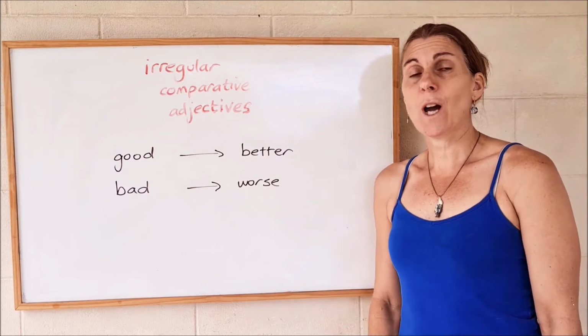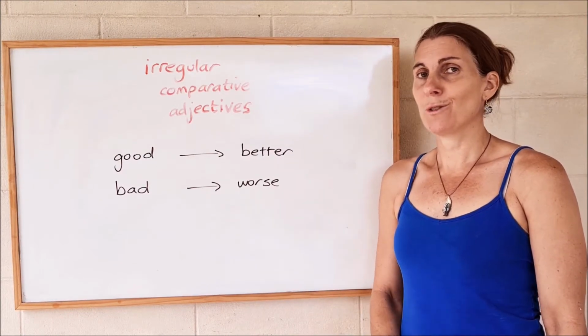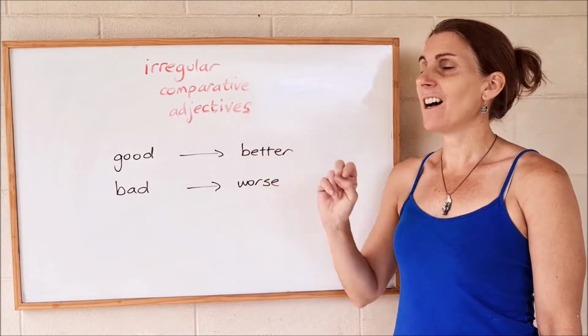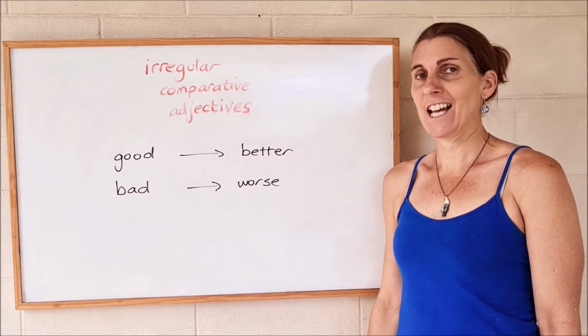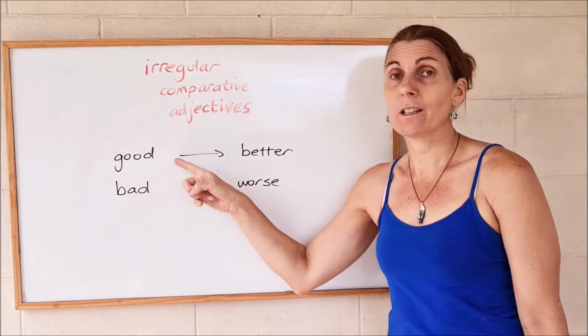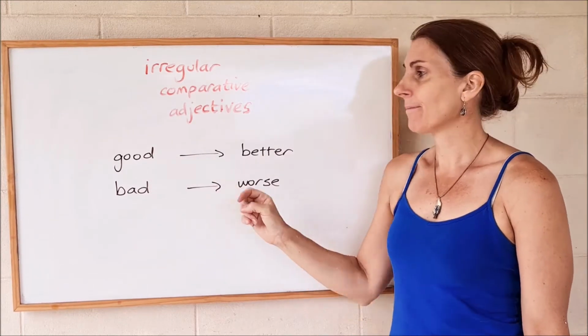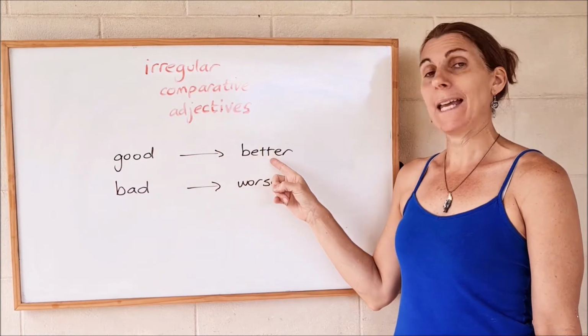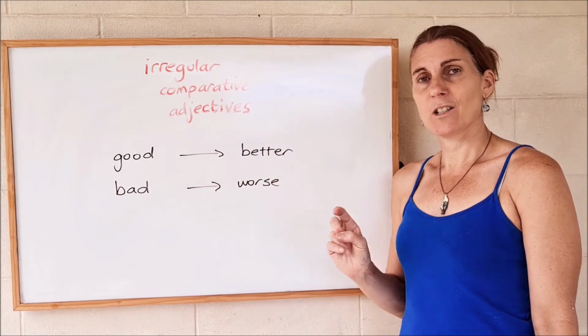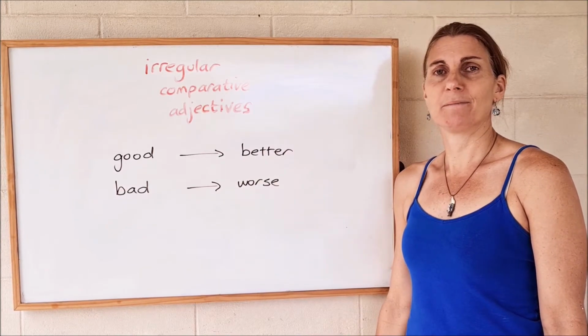Now there are 2 adjectives that don't follow the rules. Good and bad. These are irregular comparative adjectives. So we don't add ER, we don't say gooder or badder. Good changes to better and bad changes to worse. So let's have a look at a couple of examples.